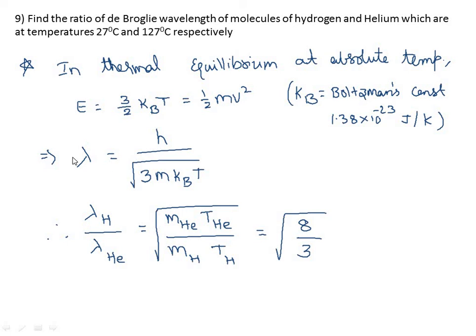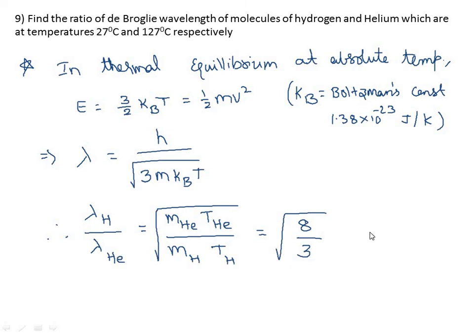Look here, lambda is inversely proportional to the root of mass, and inversely proportional to the root of absolute temperature. Anyway, kB is constant, h is constant. So lambda H by lambda He, hydrogen by helium. Upon substitution, I can get square root of 8 by 3. Temperatures have been already given, and masses anyway we can calculate. So your final answer is square root of 8 by 3. Solve these numericals, don't just go for this. Check whether this answer is correct or not.